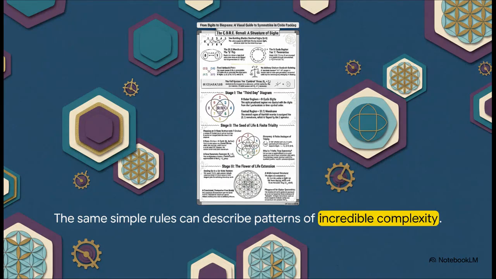Well, what's truly profound and kind of mind-blowing is that this system scales up. The same simple rules we started with, what the source material calls the C.O.R.E kernel, can be used for even more complex patterns, like this multi-layered flower of life you see here. The same simple number engine can describe the symmetries of a hexagon and even a dodecagon, all working together without adding a single new rule. The foundation is just that solid.